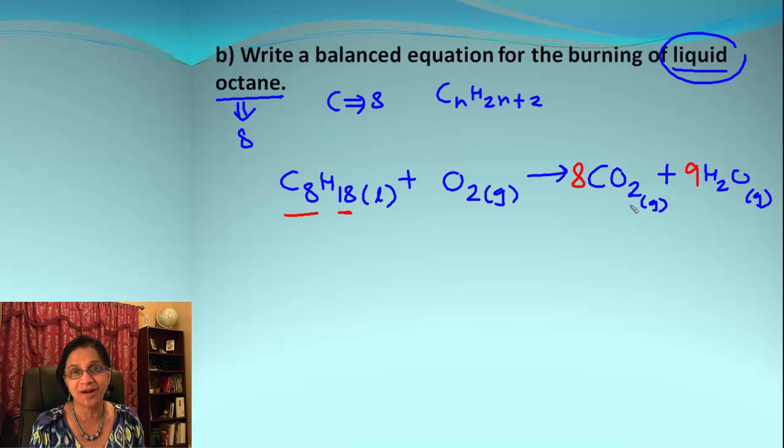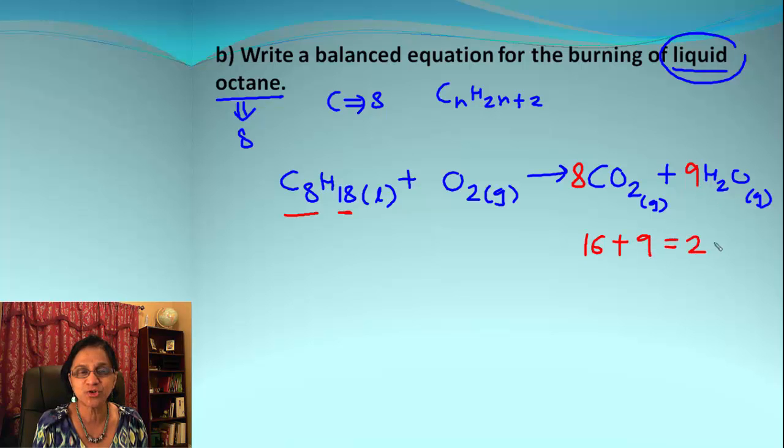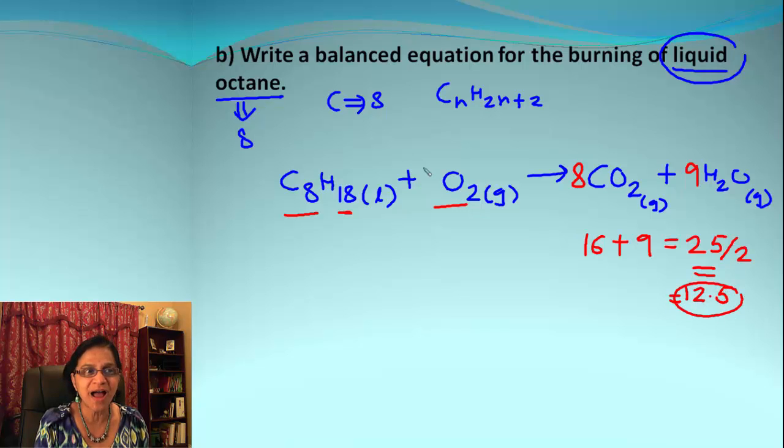Now let's look at the product side and count the total number of oxygen atoms. So in carbon dioxide it's 8 times 2, we get 16, and from water we get 9 times 1, 9. Total will be 25. Now 25 atoms should be matched by writing the coefficient for oxygen over here. Since this is a diatomic, we need to divide 25 by 2. And when we do that, it is 12.5. So 12.5 will be the correct coefficient if you want to match the atoms on both sides.